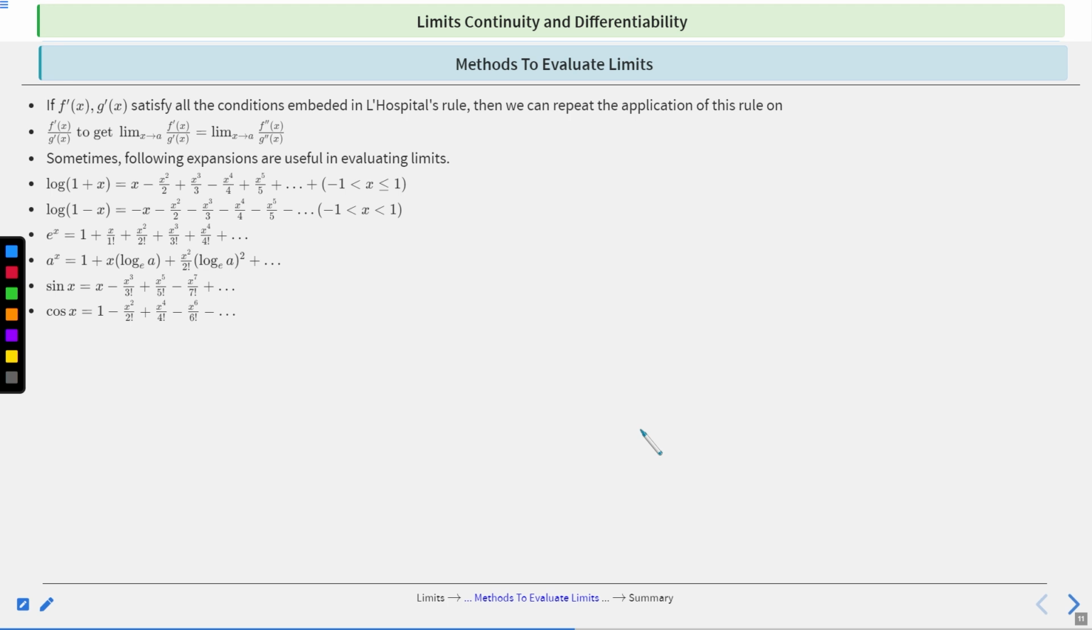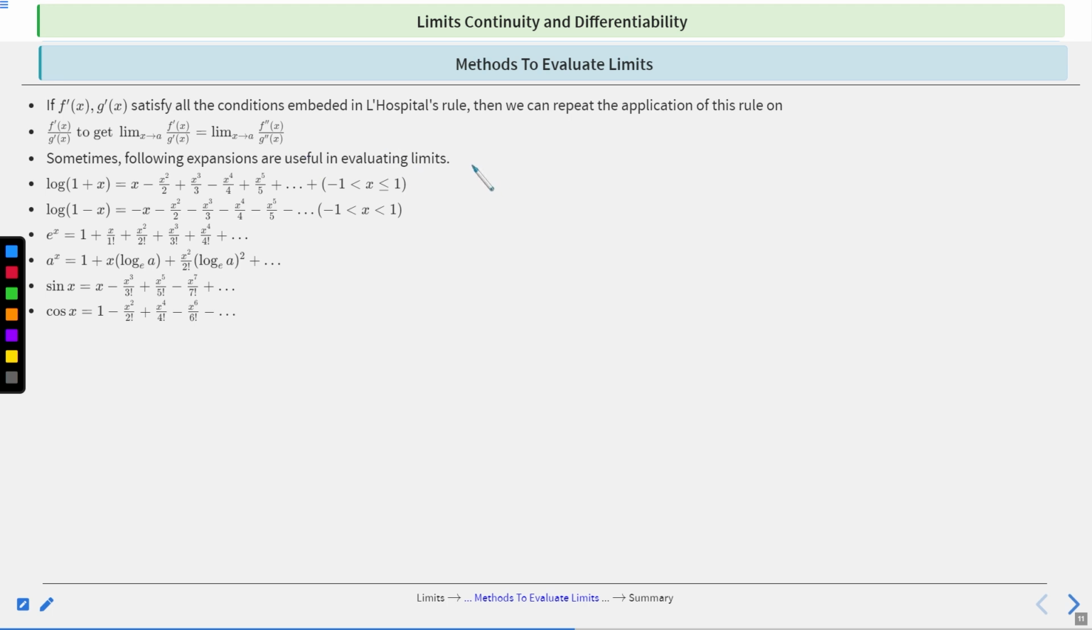Next one is, if f'(x) and g'(x) satisfy all the conditions embedded in L'Hospital's rule, then we can repeat the application of this rule on f'(x)/g'(x) to get limit x tending to a f'(x)/g'(x) is equal to limit x tending to a f''(x)/g''(x), right?